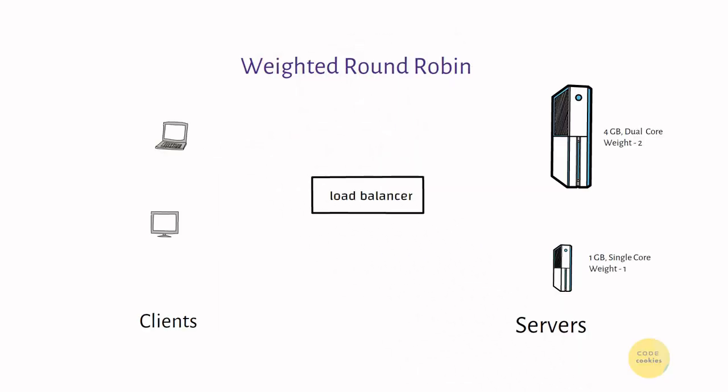In case of non-uniformly powerful servers, we have to use weighted round robin, where you assign a weight or a number to each of the servers so that the load balancer will consider the weights and make sure more requests are forwarded to more powerful servers.